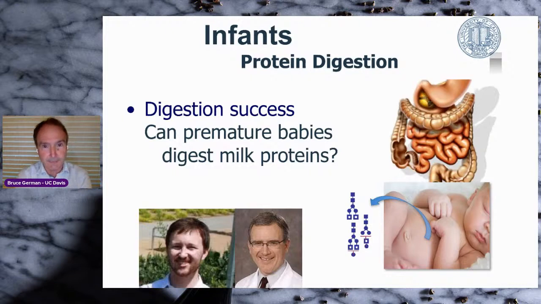particular, premature infants. A major, in essence, increase in premature birth has led to the dilemma. How do we nourish premature babies? They're premature. They have not fully developed. And our question was simple. Can premature babies digest human breast milk? And especially the proteins. So we, in essence, had to get milk back out of a baby.